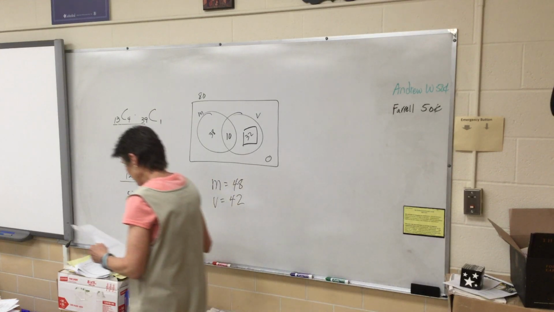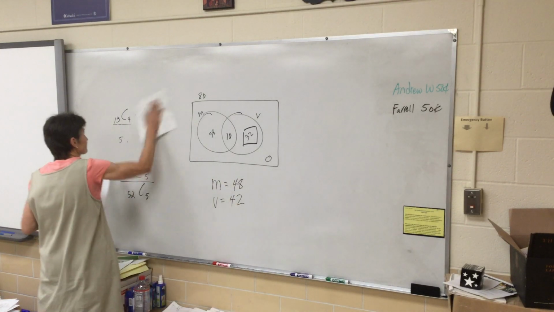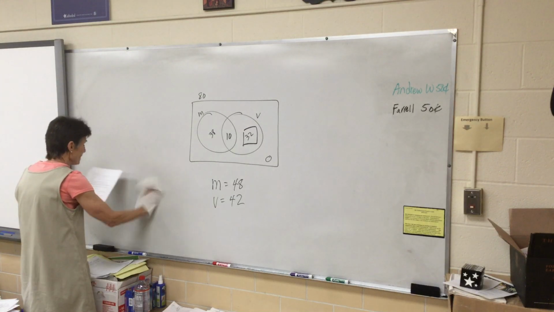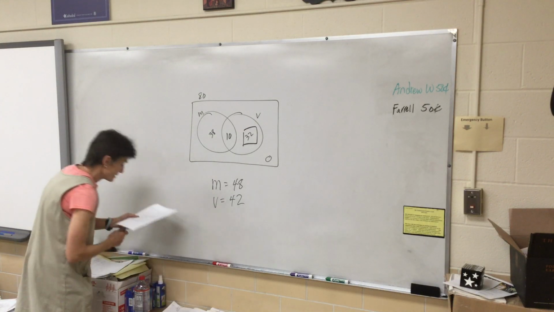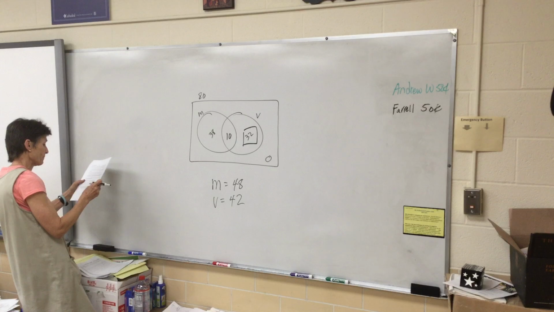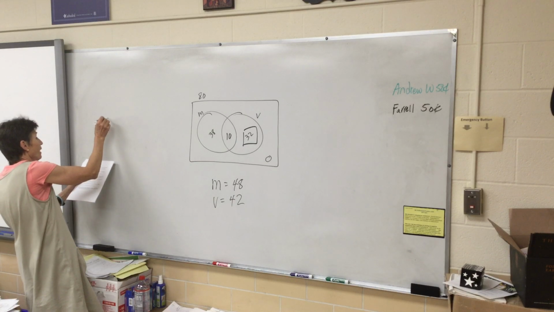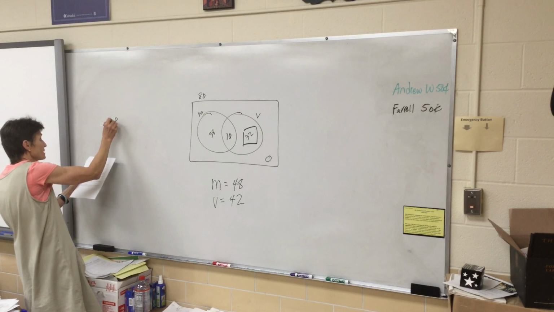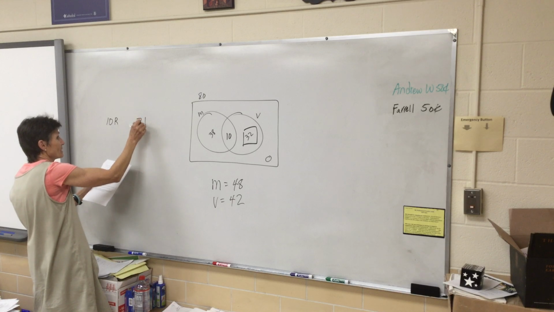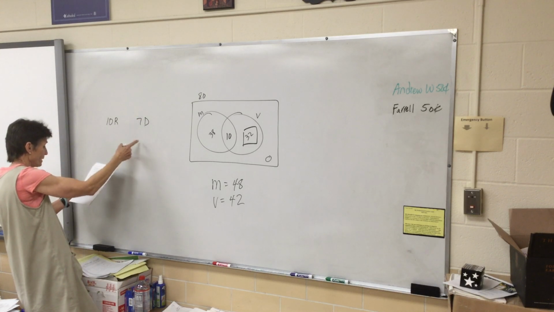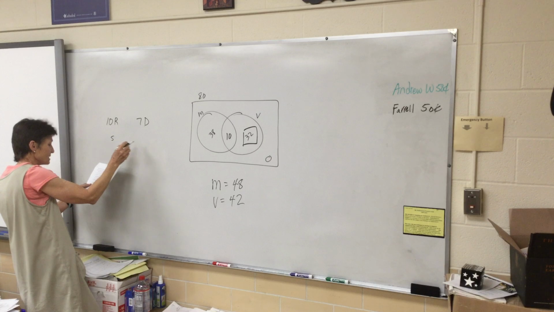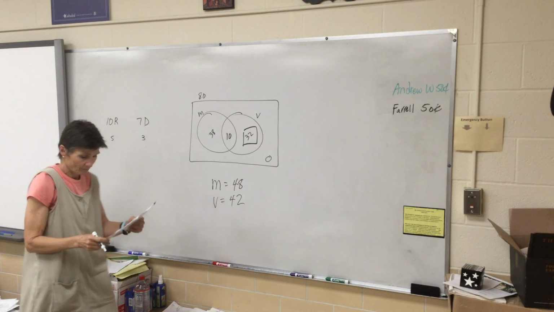All right, number 7. How many committees of 5 Republicans and 3 Democrats can be chosen from a group of 10 Republicans and 7 Democrats? So this is my total group, but I'm picking 5 of these and 3 of these.